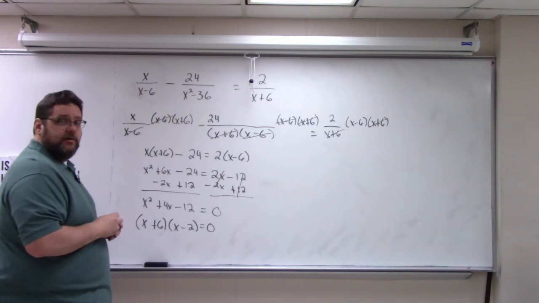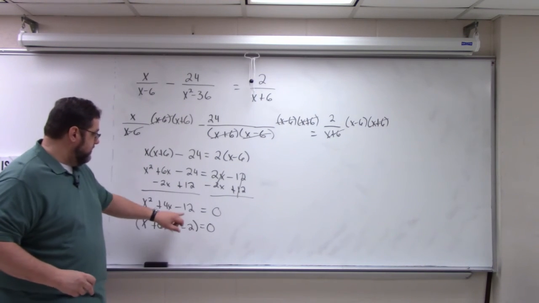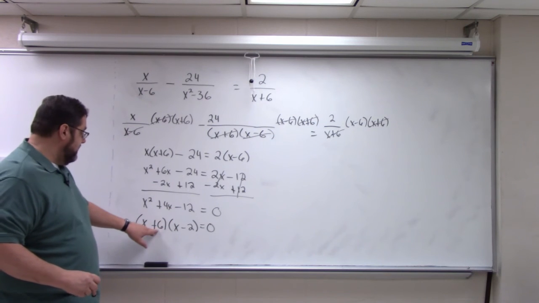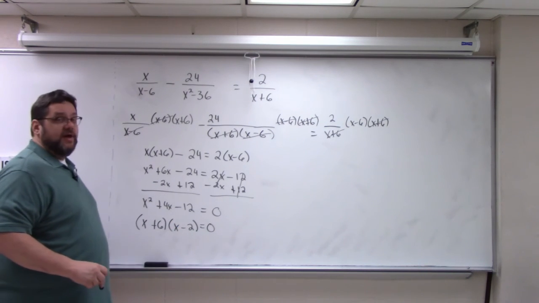All right? Because look at that. 6 times negative 2 gives us negative 12. If I say 6 plus negative 2, I get positive 4.